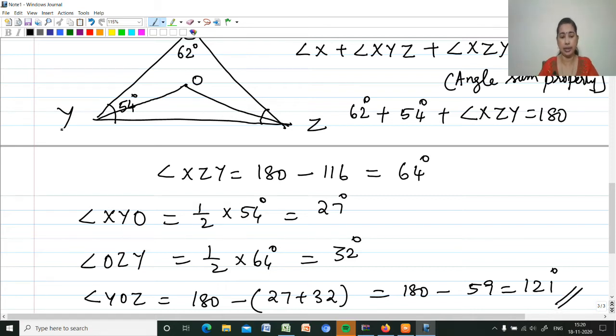And the second one is to find what is angle OZY. OZY we have already found as 32 degrees.